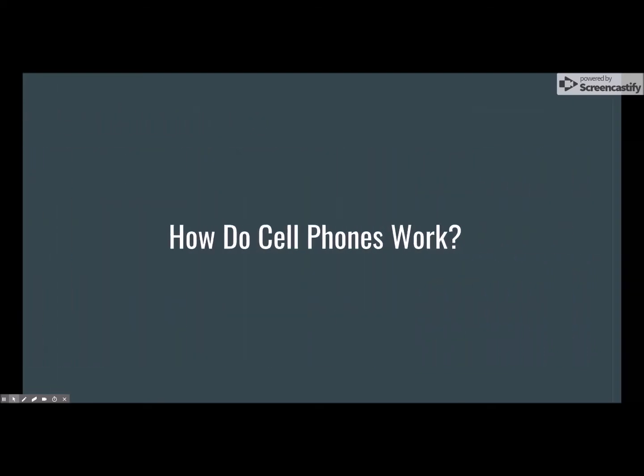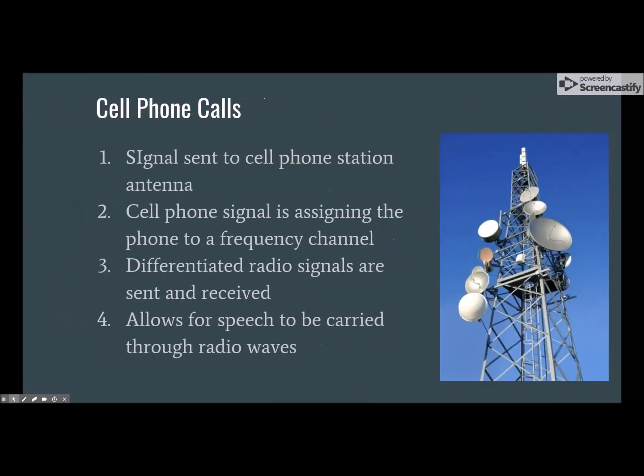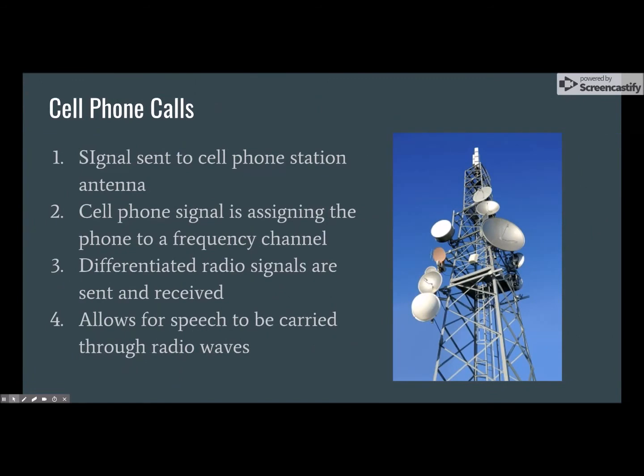So how do cell phones work? Each of the cell phones is in a system of cells, and each cell has a base station that sends and receives radio waves. The signal is sent to the station antenna, and then the cell phone signal is assigned to a frequency channel. Then differentiated radio signals are sent and received, which allows speech to be carried through the radio waves. And this all allows cell phone calls to occur.